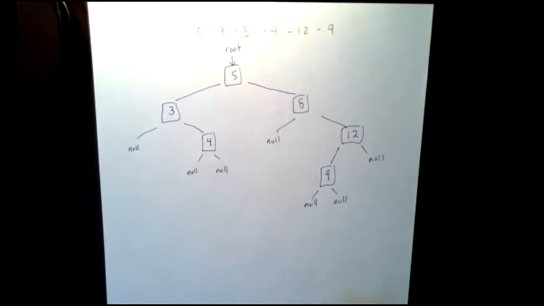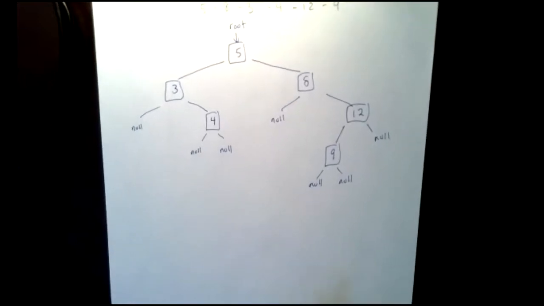Okay. Levels. I think there's 4 levels. Leaves. How many leaves do we have? 2. 4 or 9 would be leaves. Okay, they point to null ones.